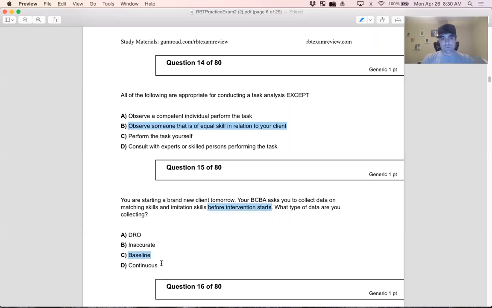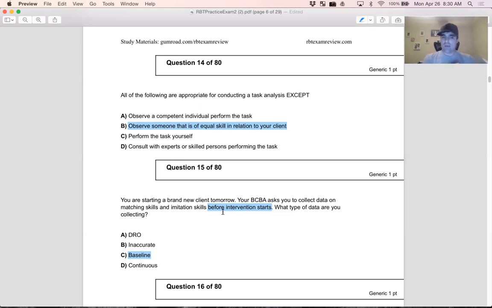Because continuous is a type of data, right? A type of measurement. You can take inaccurate data, right? And then DRO is just differential reinforcement. But the key here is you're taking baseline data because it's before intervention starts.